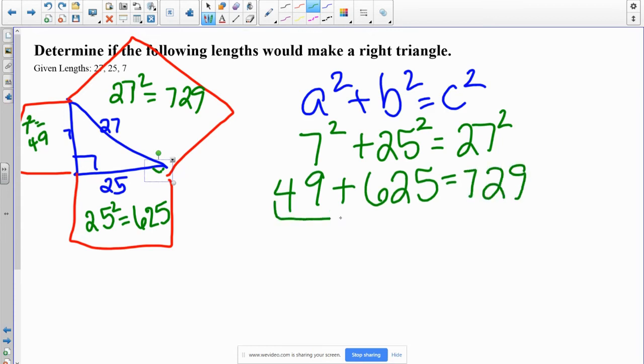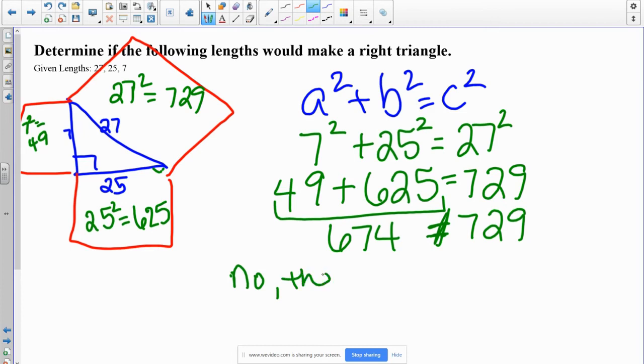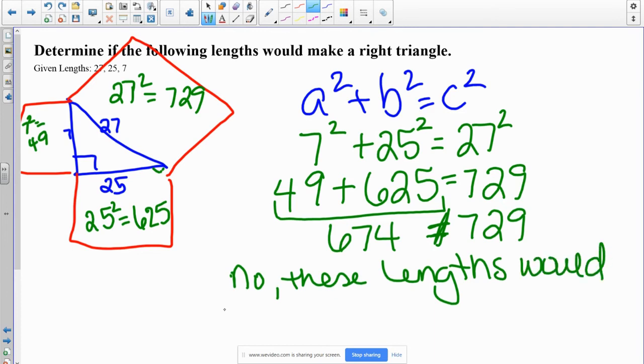I'm going to add up the two smaller squares. Find the sum of these two. So when I add that up, that's 674, and that's supposed to equal the hypotenuse square, which was 729, and mathematically 674 does not. So I'm going to put the does not equal symbol 729. So my answer would be no, these lengths would not make a right triangle.